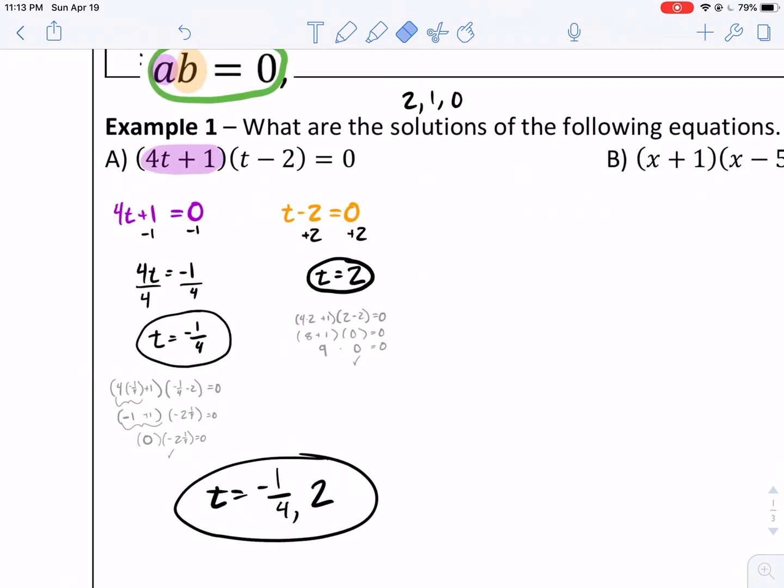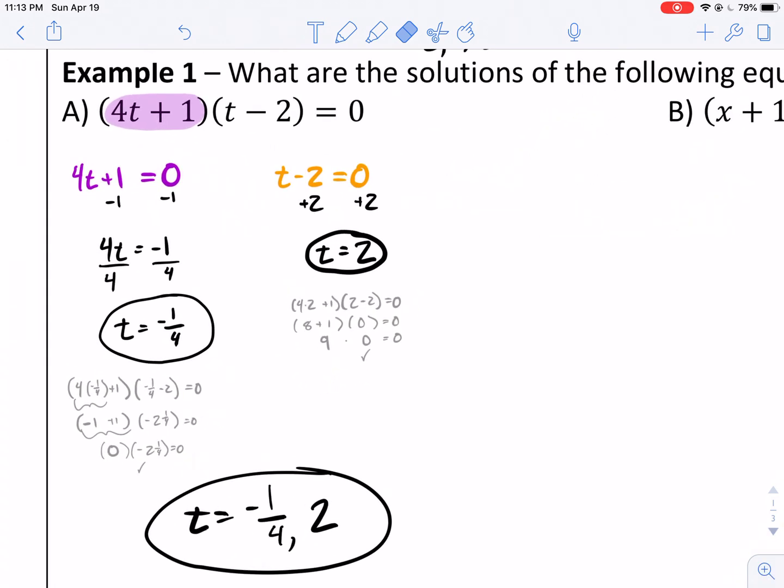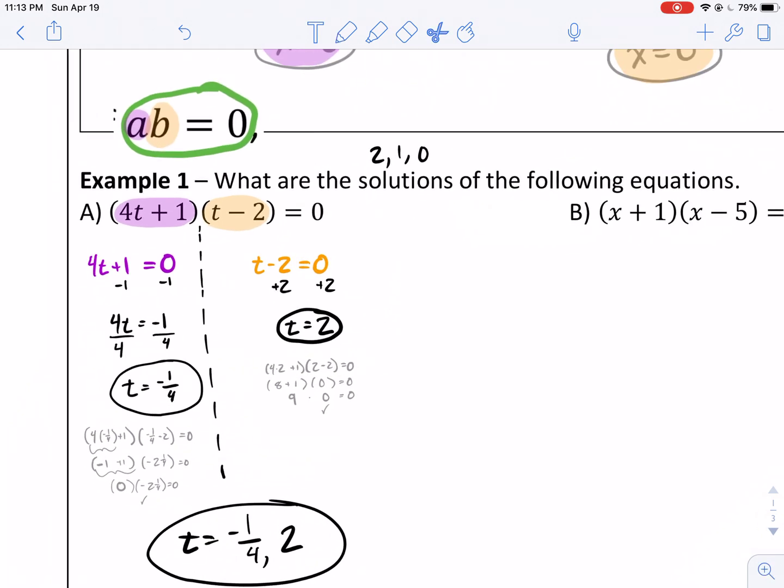So to find our two solutions on our first example, you'll notice that what we did was we took each of our factors. We took 4t plus 1, we set that equal to 0, and then we took t minus 2, we set that equal to 0. So the key here is if you have two things multiplied by each other and it equals 0, you know that either this equals 0 or that equals 0.